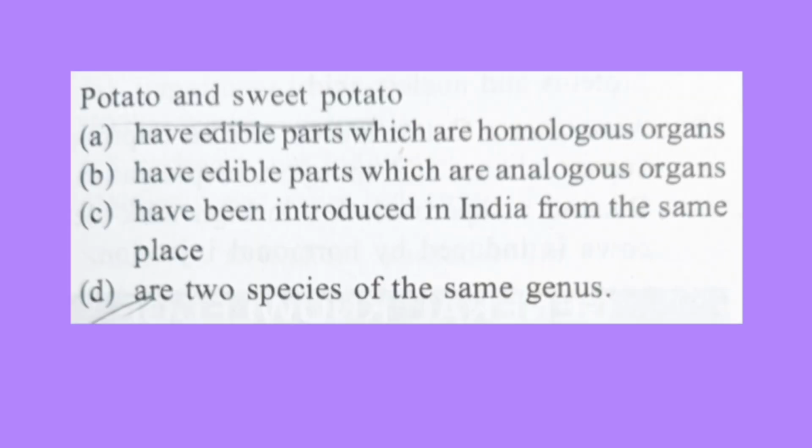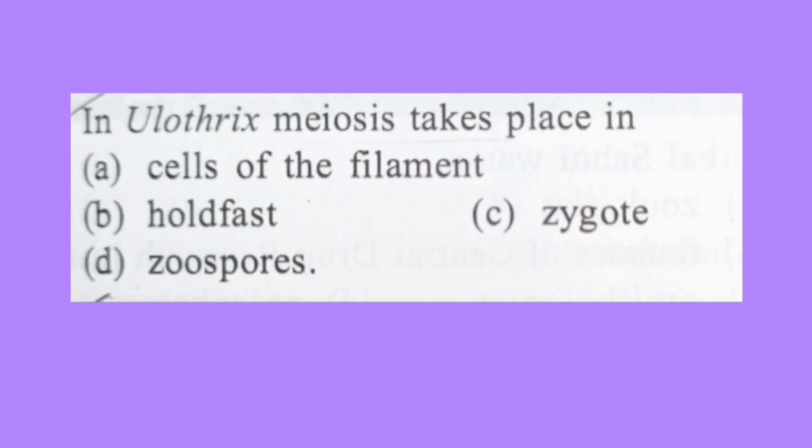And the second question is, potato and sweet potatoes. So the correct answer is option B, have edible parts which are analogous organs. And the next question is, in Ulothrix, meiosis takes place in? So the correct answer is option C, zygote.